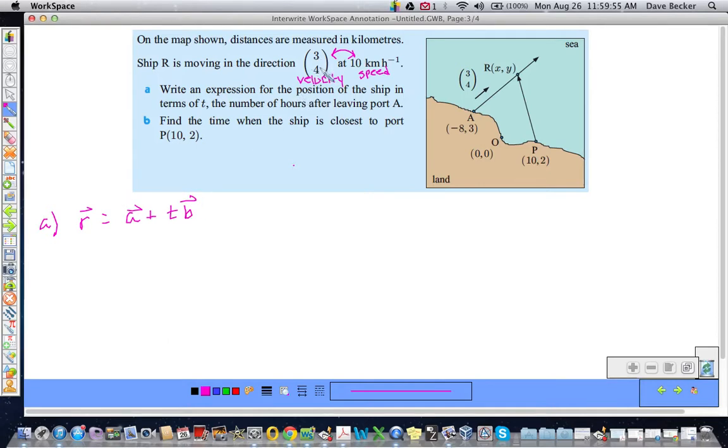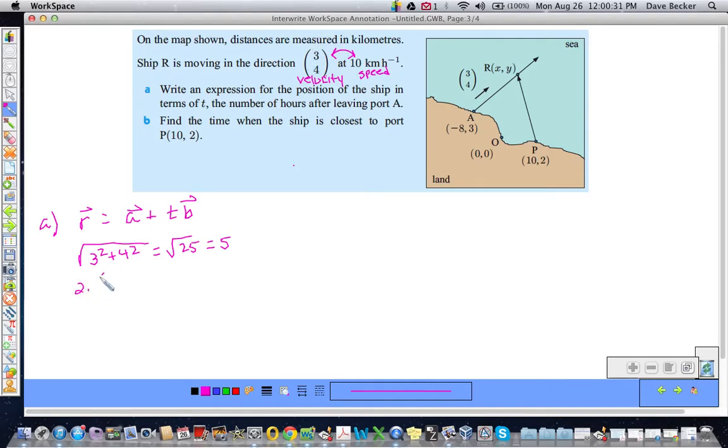But here's the rub, okay? We don't know if the directional vector 3, 4 gives us a speed of 10. In other words, we have to check to see if the magnitude of 3, 4 gives us a speed of 10. So let's find the magnitude of that, and that would be the square root of 3 squared plus 4 squared, which is root 25, which is 5. Ooh, 5 is half of 10, so we're going to need to double this velocity vector.